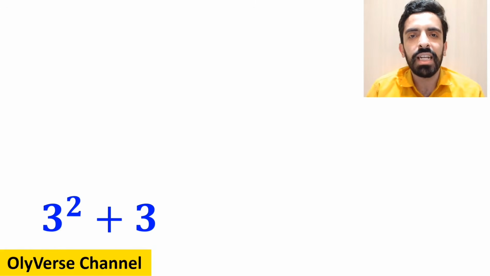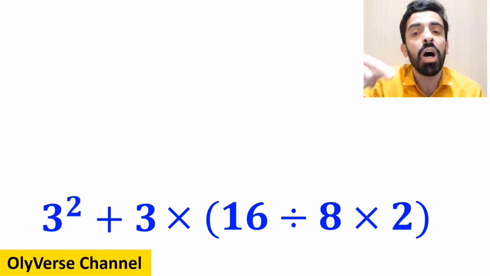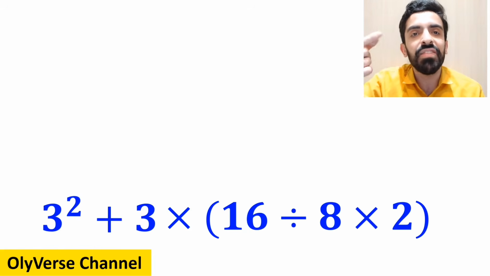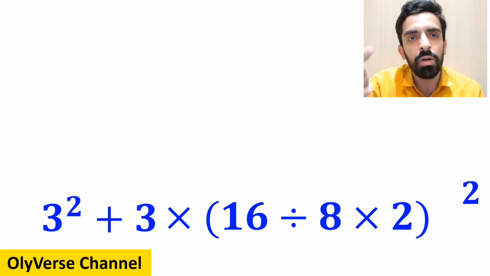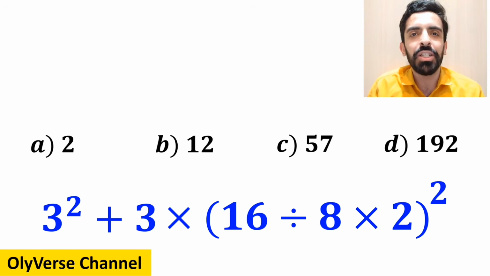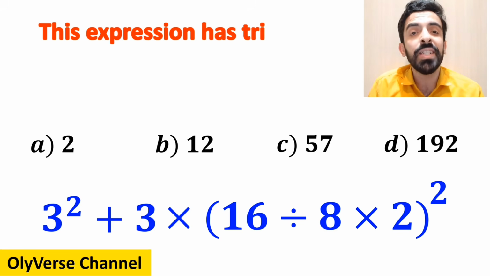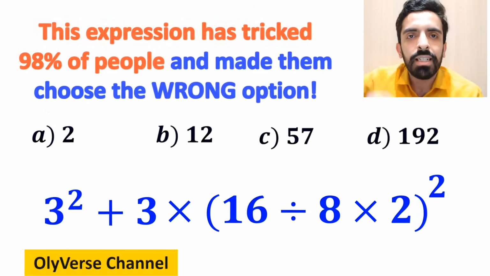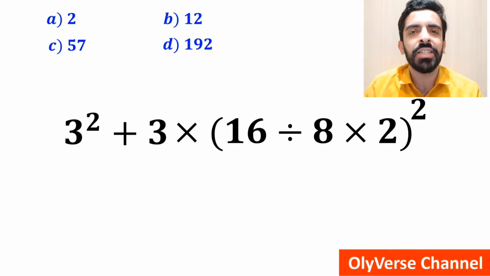What is the value of the expression 3 squared plus 3 multiplied by (16 divided by 8 times 2) all squared? Which option do you think is the correct answer to this question? This expression has tricked 98% of people and made them choose the wrong option. Let's go step by step and solve it together.